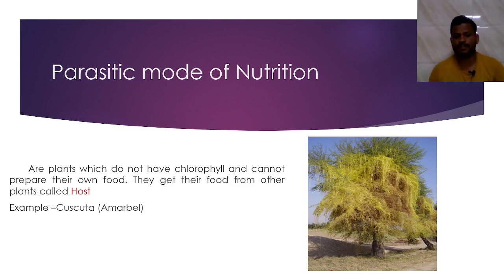Here we can take the example of cuscuta. Cuscuta is the plant which takes its food from other plants or other trees. We can see in the picture here. The cuscuta is developed on a large tree and it takes all the nutrients from that tree. The tree is the host for cuscuta.